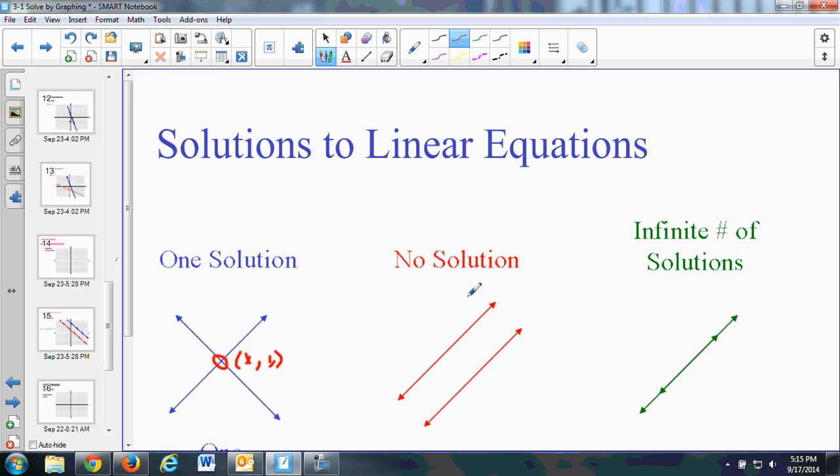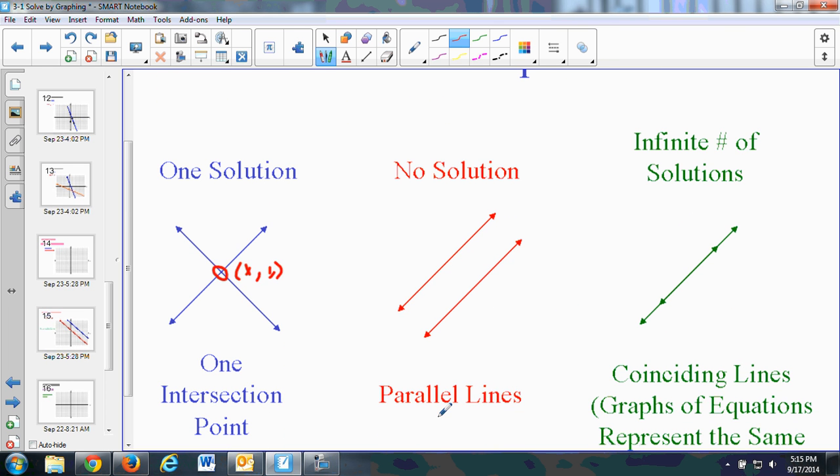Second option, no solution. These two lines, what's that called again? Starts with a P, ends with L. Parallel. And then lastly, you have an infinite number of solutions because the two lines are actually the same line. It's an infinite number of solutions because each of these little red points I'm putting on there is technically an intersection of both lines. So there's an infinite number of points you could pick, hence an infinite number of solutions.